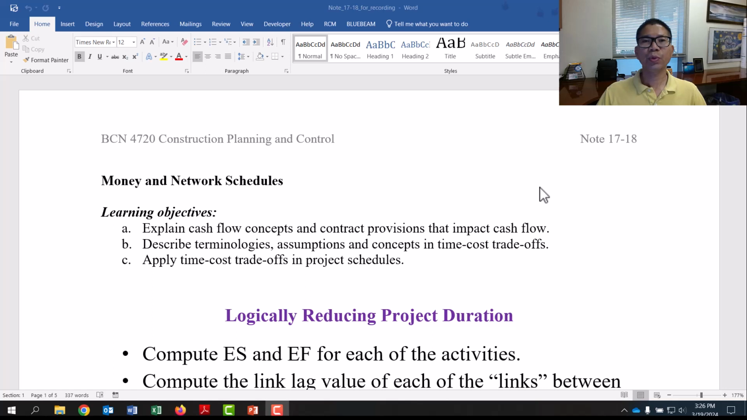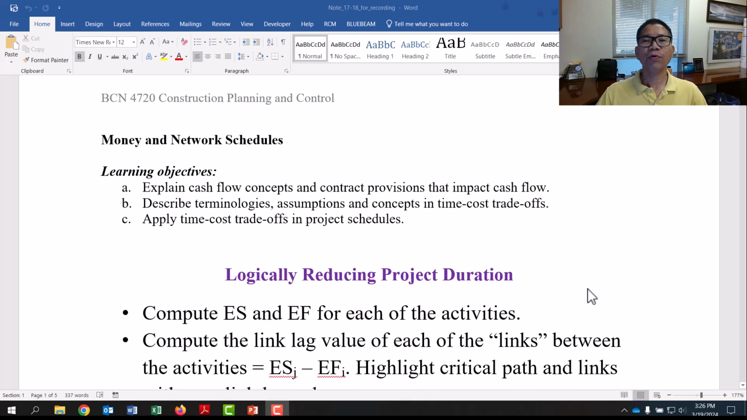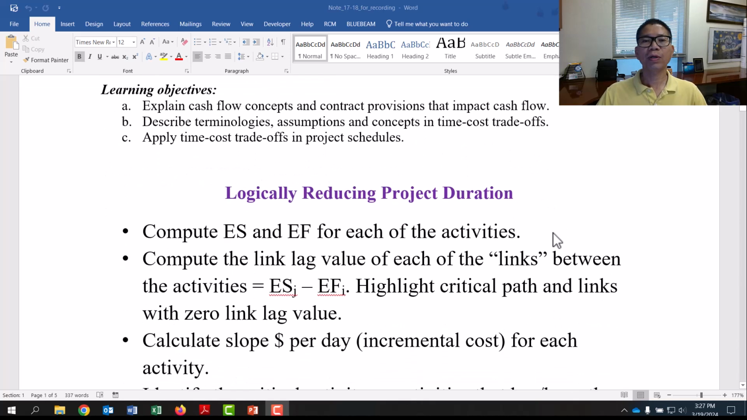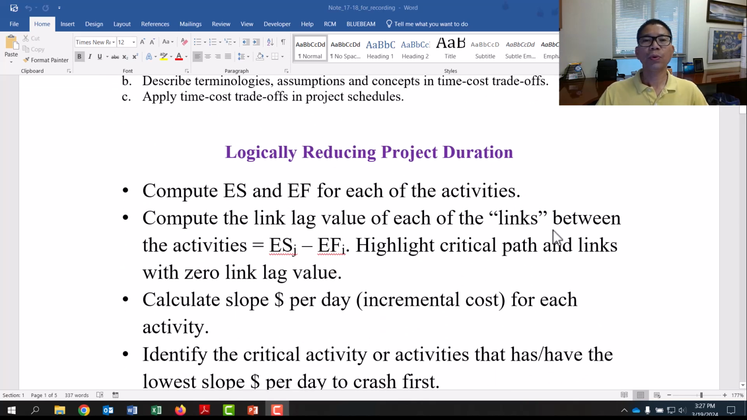In this video, I will go over one problem in money and network schedule in construction planning and control. Before we go over the problem, I want to review the ways that we can logically reduce the project duration while ensuring efficiency, which means minimal project costs.